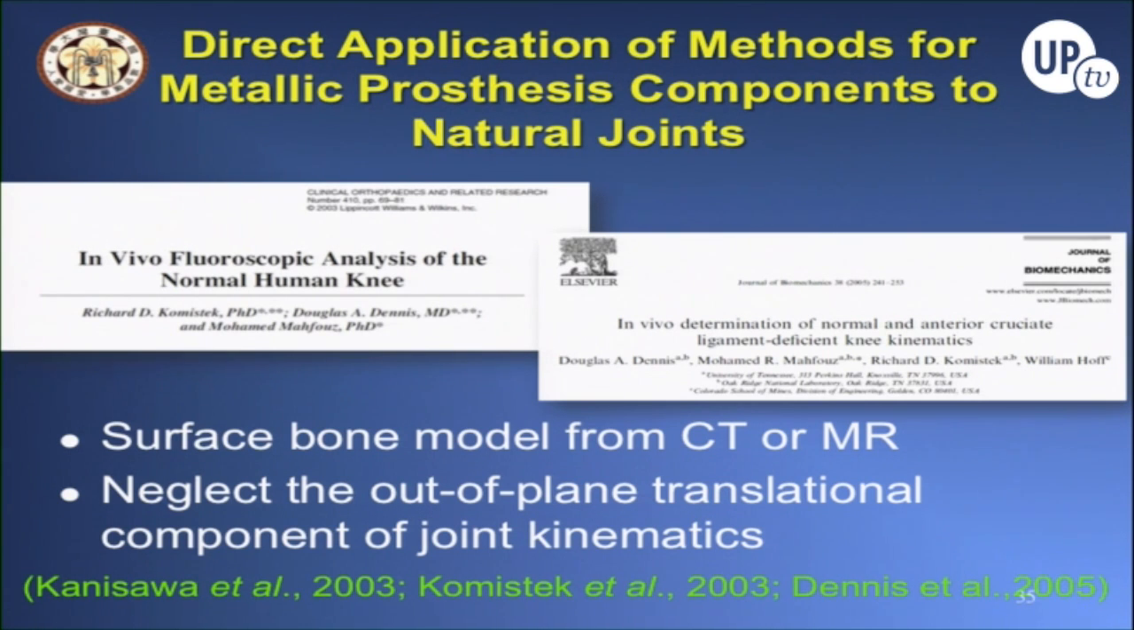So then they had an error of about 7 or 8 millimeters in translation, which is very big. So they had to neglect the out-of-plane translational component of joint kinematics. Out of plane, I mean the object moving out of the image plane. So the error is biggest along this direction. The out-of-plane translation component is the biggest error in these single plane based approaches.